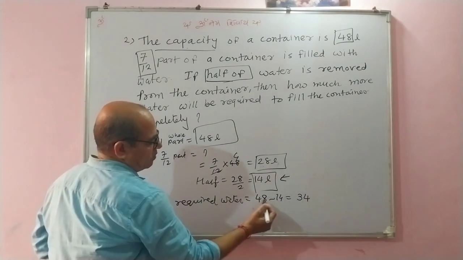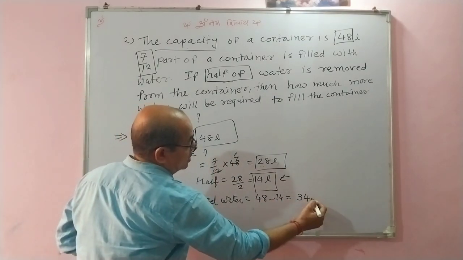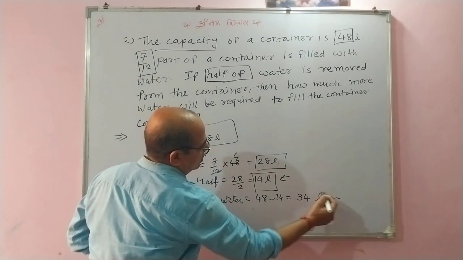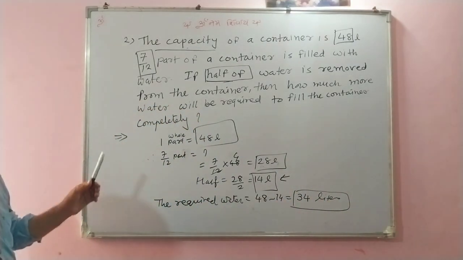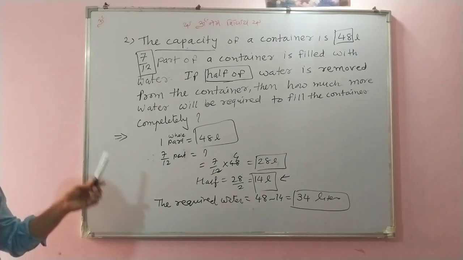8 minus 4 is 4, 4 minus 1 is 3. So 34 liters of water required for completing the whole container. Simple.